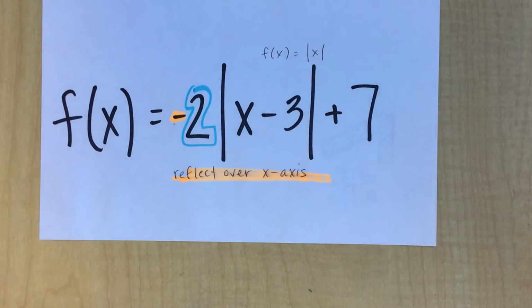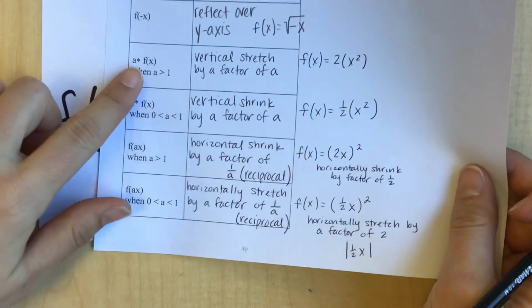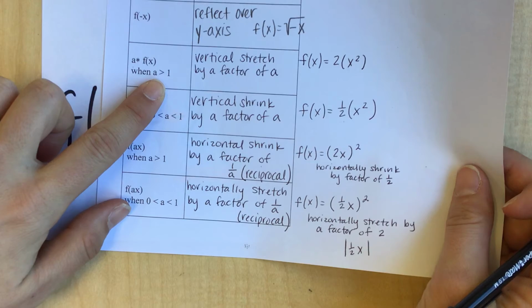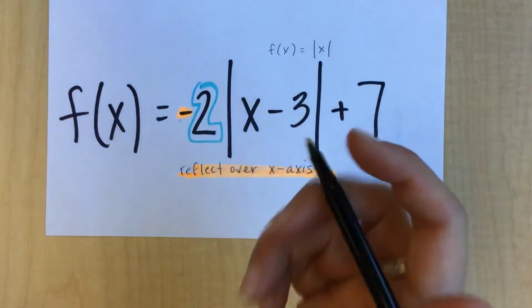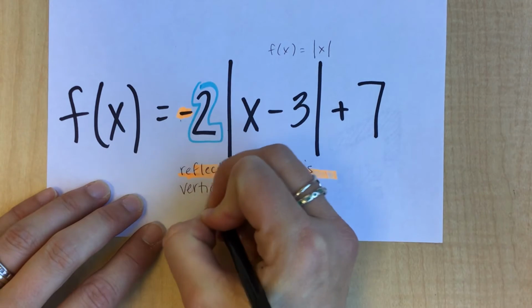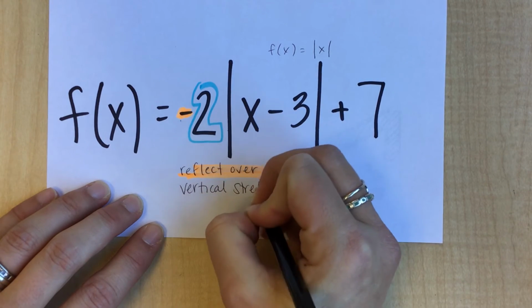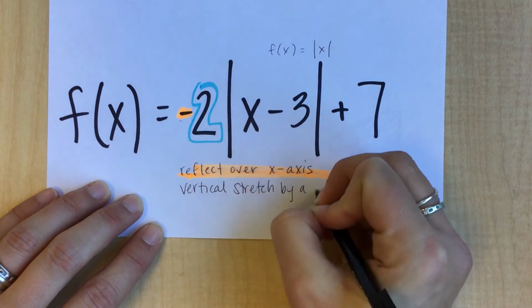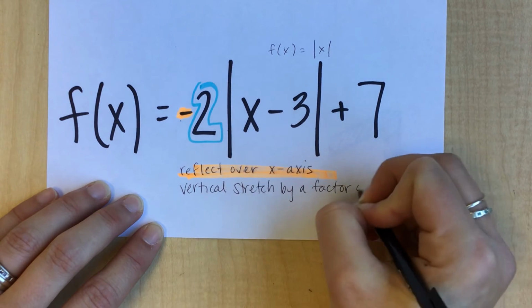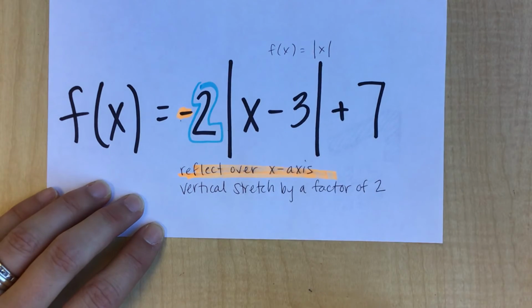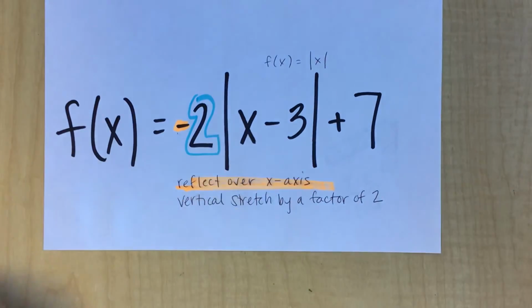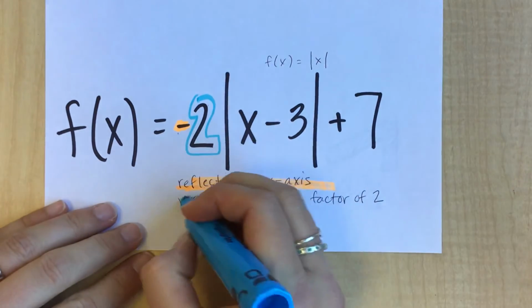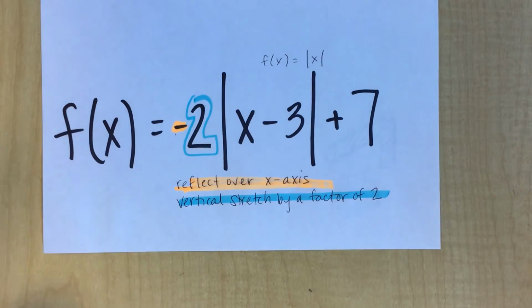Okay, so now the 2, that's outside of the function. We're multiplying outside of the function, and my a value is bigger than 1 because 2 is bigger than 1. So this is what it is. It is a vertical stretch by a factor of 2. So when it's outside, it's exactly whatever number that is. So that goes with blue. That's where I got that.